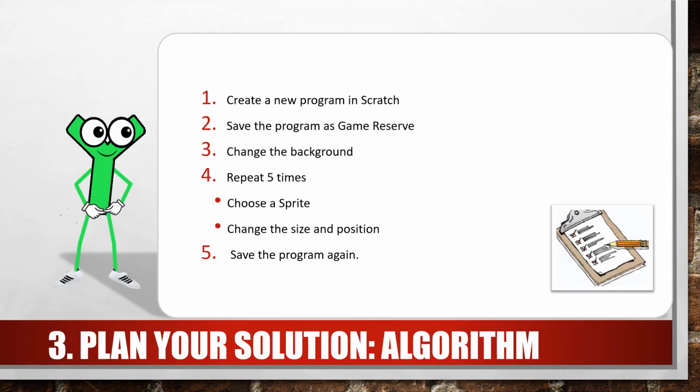If you identify steps or smaller tasks to solve a problem, the process becomes more manageable. Programmers call such a list of actions that must be performed in sequence to solve a problem an algorithm. I would say the tasks are: create a new program in Scratch, save the program as Game Reserve, change the background, and then repeat 5 times. Choose a sprite, change the size and position. Choose a sprite, change the size and position. Finally, save the program and all the changes again.